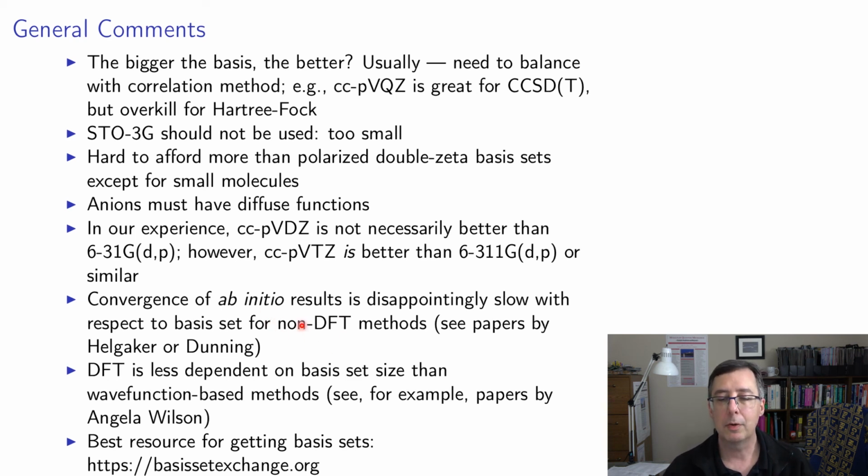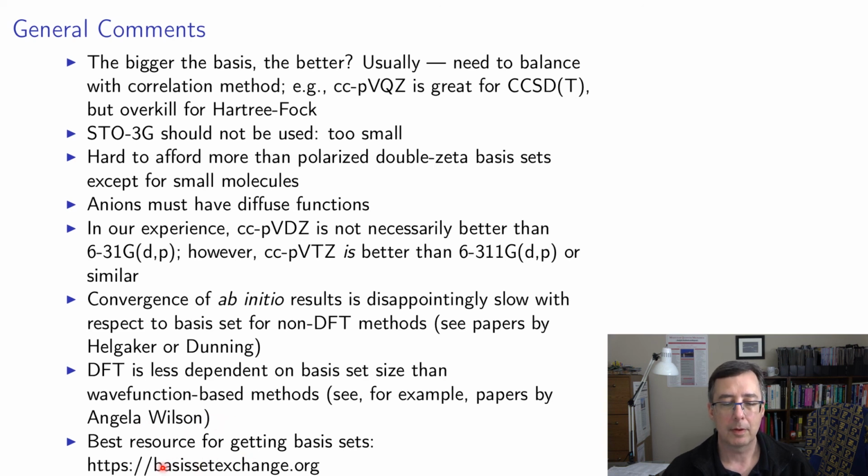But if you're doing DFT, the silver lining is DFT tends to converge a little quicker with respect to basis set. So there, you more often can get away with a double zeta or triple zeta basis set. If you did quadruple zeta DFT, then you're pretty much getting towards the complete basis set limit for DFT. So that's good. That's what I just mentioned there. There are some nice papers about that by Angela Wilson.